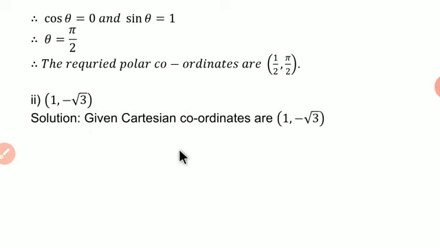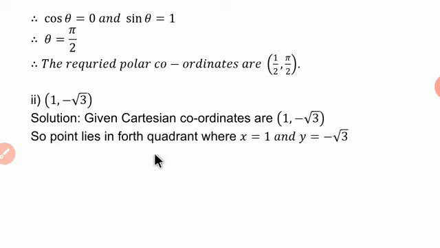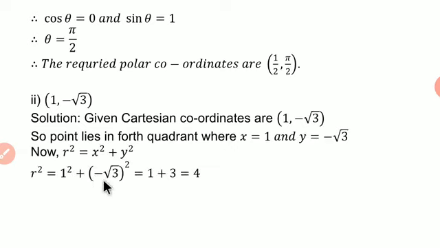Solution: given Cartesian coordinates are 1, minus root 3. Since here x is positive and y is negative, the point lies in the fourth quadrant, where x is equal to 1, y is equal to minus root 3. Now as we know, r square is equal to x square plus y square. Put here the values: r square is equal to 1 square plus (minus root 3) square, that is 1 plus 3, it is 4. Since r square is equal to 4, r is equal to 2.